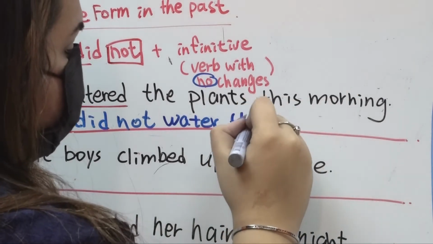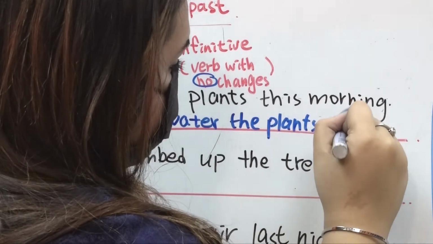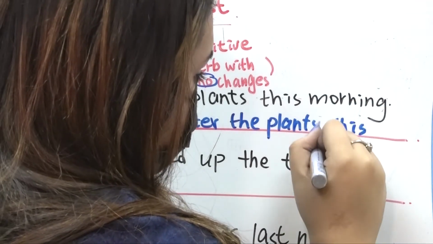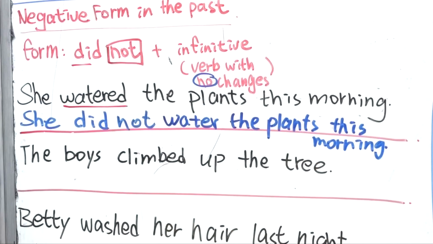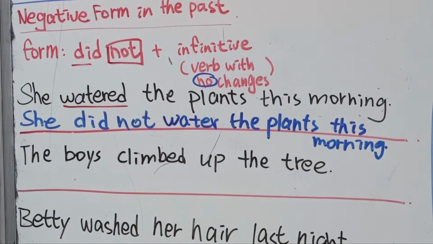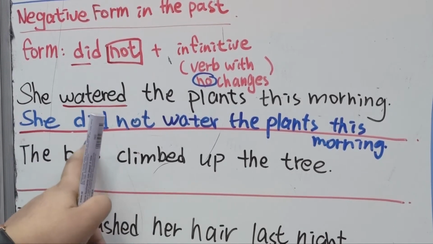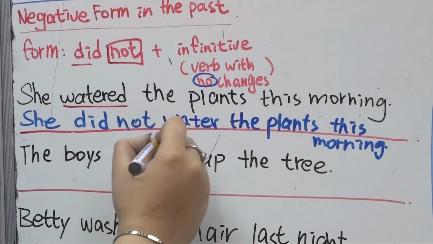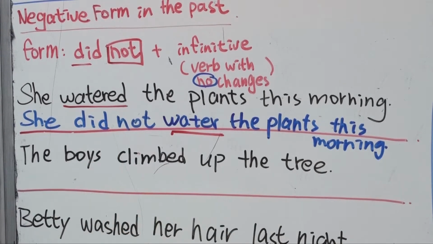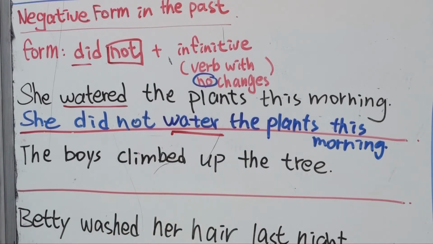The plants this morning. Okay, this is how we form a negative sentence. Subject, did not, infinitive. This is called infinitive. Okay? Verb with no changes, remember. As always, the plants this morning. Okay? Let's do the next one.